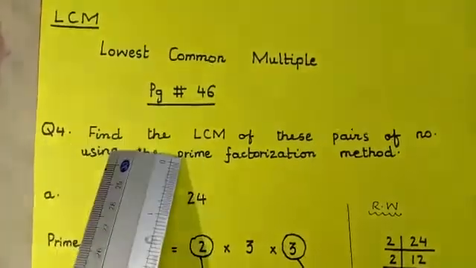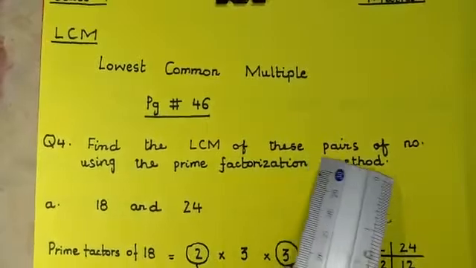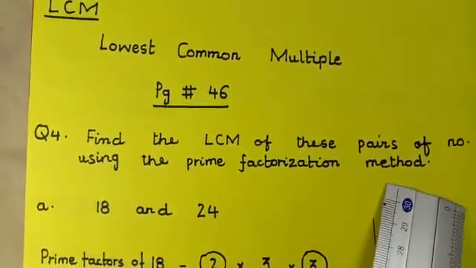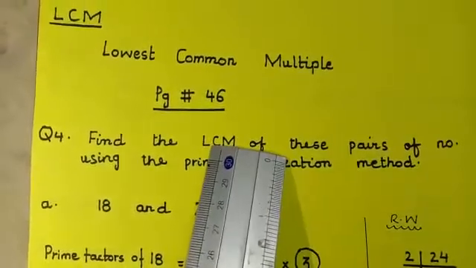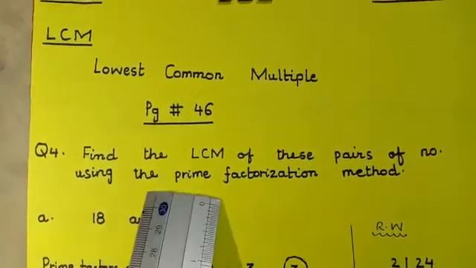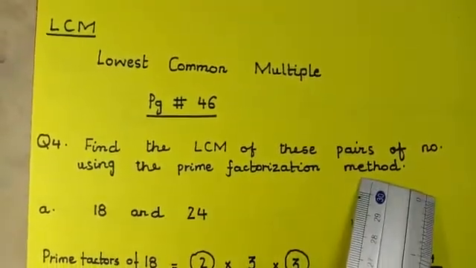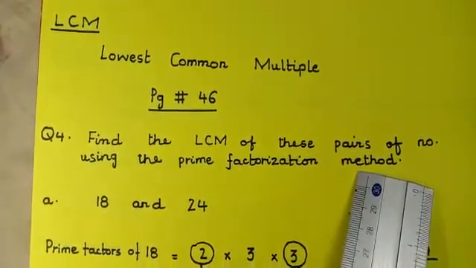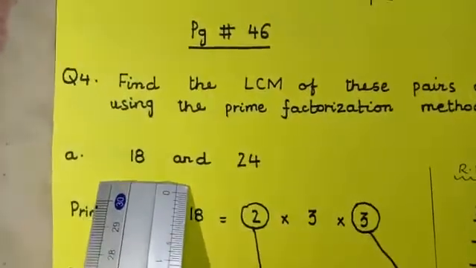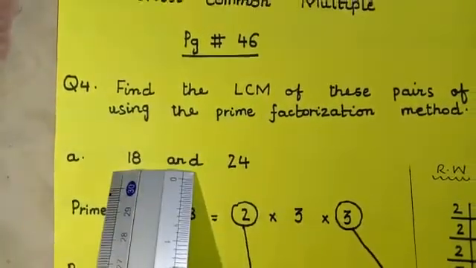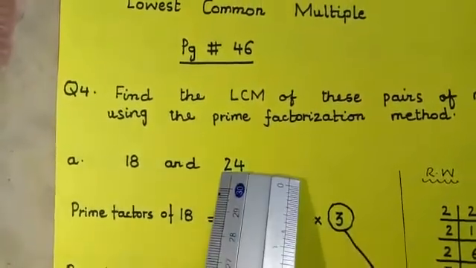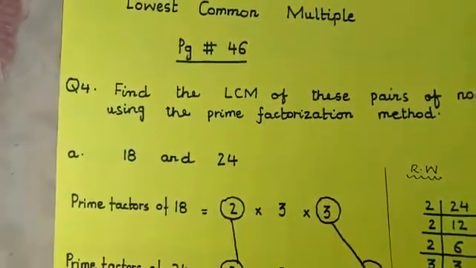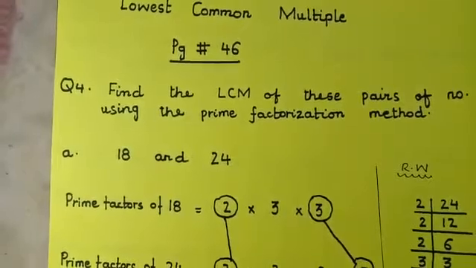Question number 4. Find the LCM of these pair of numbers using the prime factorization method. Okay, we have to find the LCM of a given pair of numbers by using the prime factorization method, which we have used in finding the HCF in our previous lecture videos. The pair is 18 and 24. We have to find the factors of 18, then 24. After that we are going to find the common factor in between them. Alright, same method like HCF, but there is one difference.